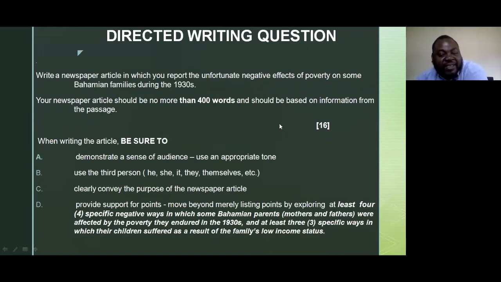But it didn't stop there, you know. And then it turned around and said at least 3 specific ways in which the children suffered as a result of the family's low income status. So those are 3 different individual groups that we are talking about. So that's 3. The question is worth 16 marks.